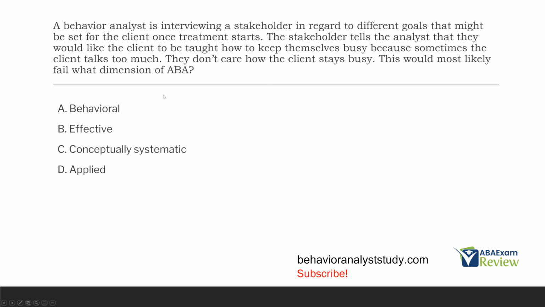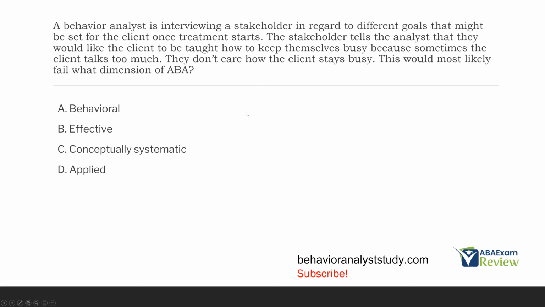A, behavioral. Well, staying busy, talking too much, engaging in activity, those are all behavioral, right? We can measure those, we can define those. It would be behavioral. Effective. Well, we might be effective at keeping them busy no matter what, okay? So it could possibly be effective. C, conceptually systematic. Well, if we were to design an intervention, we would adhere to our concepts and our principles.